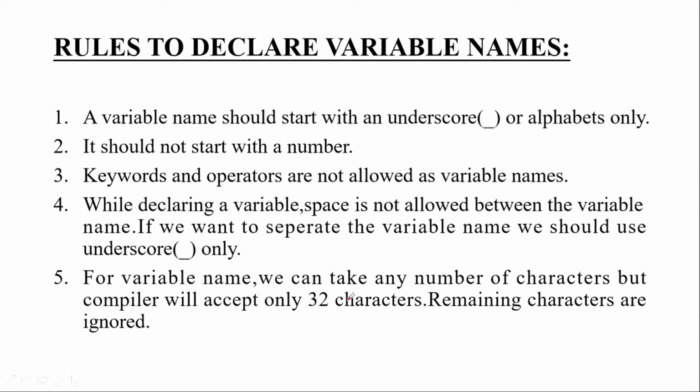For a variable name we can take any number of characters, but the compiler will accept only 32 characters. Remaining characters are ignored. You can give any number of characters, but the compiler will accept only the first 32 characters as a variable name. The remaining characters are just ignored by the compiler.